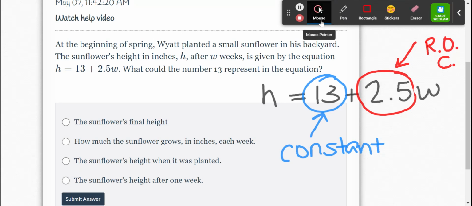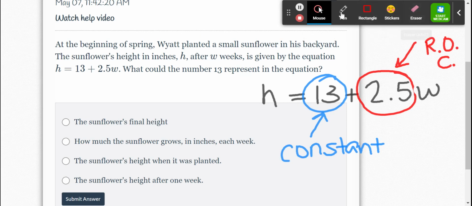Okay. So this 2.5 represents how many inches it's growing per week. That's why it's right next to the W. It's 2.5 times however many weeks passed. And now remember, the constant is the starting point. So that means that this sunflower would be 13 inches high, and then plus however many weeks pass, that additional 2.5 per week. So remember, the constant is the starting point. So that would be the starting height of our sunflower.